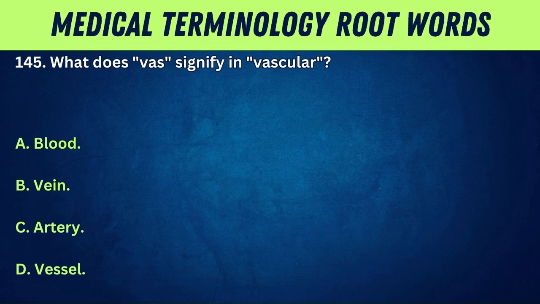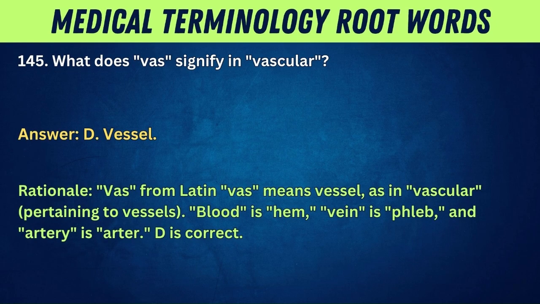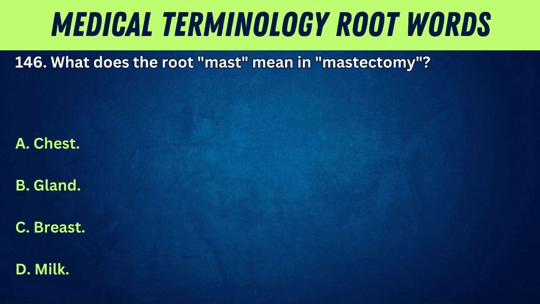A. Blood. B. Vein. C. Artery. D. Vessel. Answer: D. Vessel. Rationale: vas from Latin vas means vessel, as in vascular, pertaining to vessels. Blood is hem, vein is phleb, and artery is arter. D is correct. 146. What does the root mast mean in mastectomy?